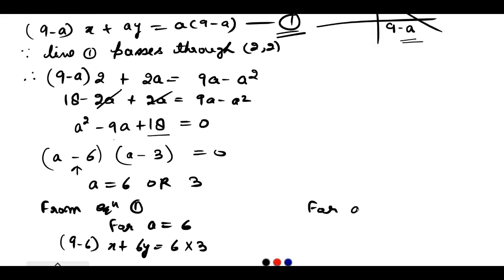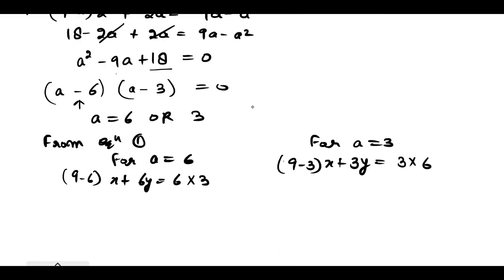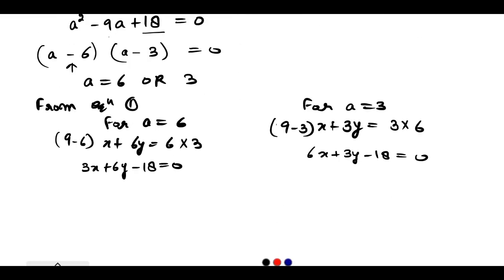And for a is equal to 3, equation of line will be: first equation is 3x plus 6y minus 18 is equal to 0. Dividing by 3, we will get x plus 2y minus 6 is equal to 0. And second is this, dividing it by 3, we will get 2x plus y minus 6 is equal to 0.